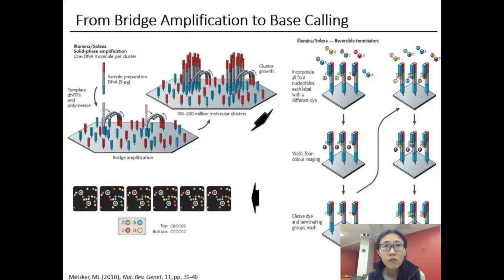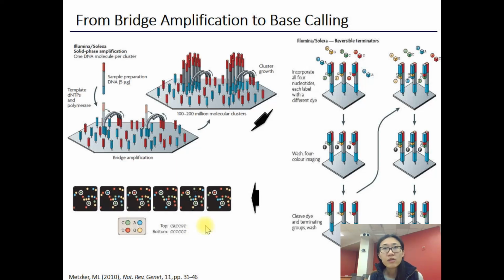This slide shows the overall workflow from bridge amplification to sequencing by synthesis to imaging and the final reads base calling. Here I only show 2 example reads with read length 6. The read is generated according to the color from a series of imaging. From the first one, the green color corresponds to the base C, and the blue corresponds to A, and the red T, green C, yellow G, and the red T.